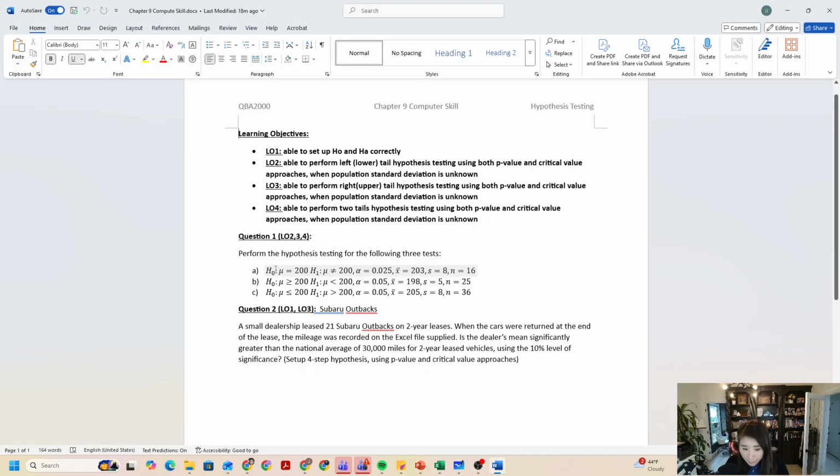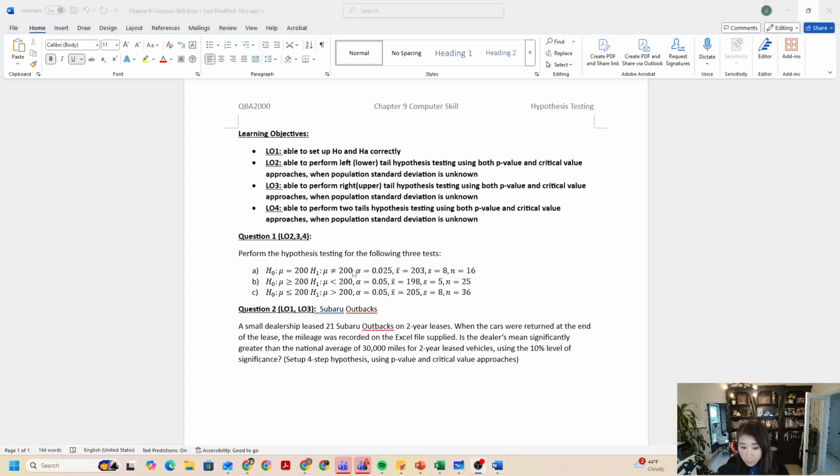Question number A is given mu equal to 200, H0 is mu equal to 200, and H alternative is mu not equal to 200. So you can focus on your H alternative, your H1, and you will be able to know are you facing a two-tail test or one-tail test, right? Since your H1 is mu not equal to 200, that means this is going to be a two-tail test.